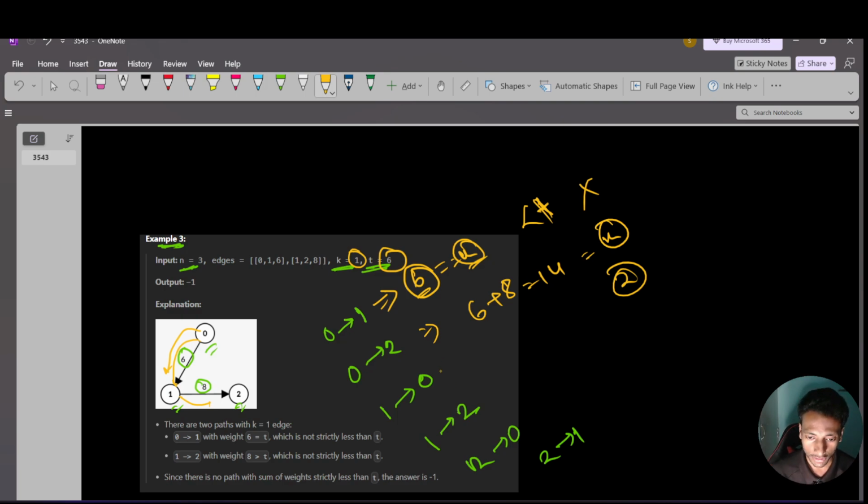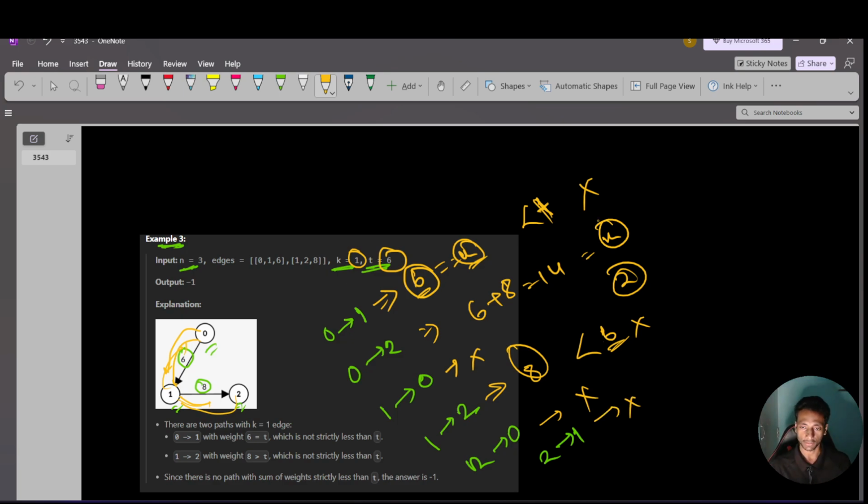Okay. Now go to the 1 to 0. 1 to 0, there is no such path. So there is no valid answer. From 1 to 2, yes, there is a path, and weight is 8. That is not less than 6. So this is not a valid path. Next is 2 to 0. There is no such path to reach from 2 to 0. And 2 to 1 also, there is no such path. So there is no possible valid answer. So that's why we have to return -1 here. They mention that if there is no valid answer, we have to return -1 by default.